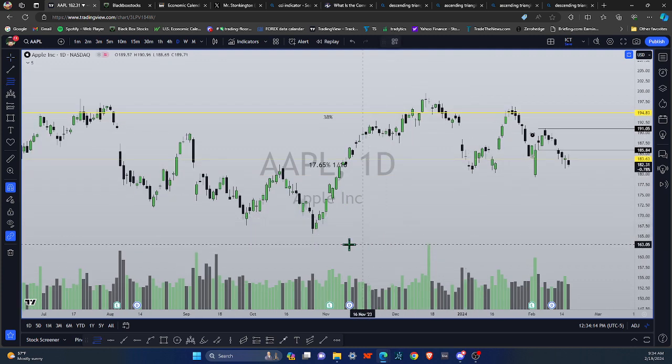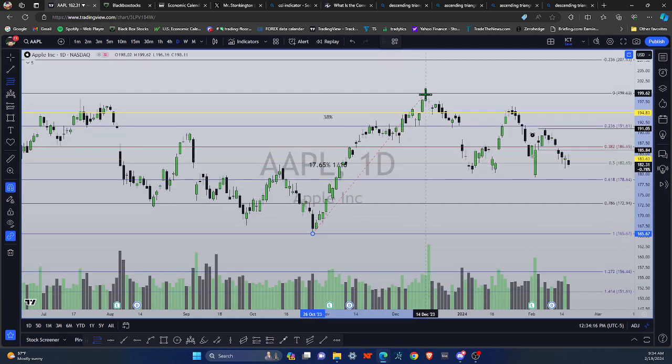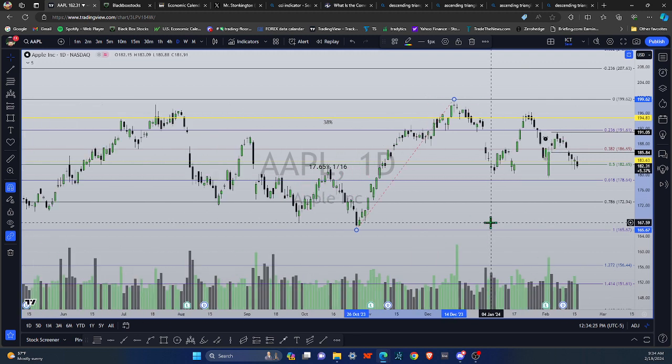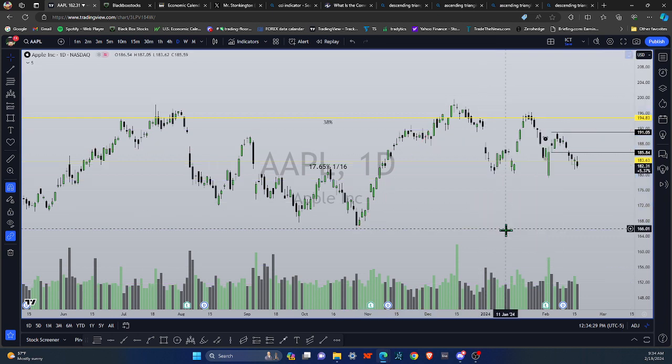Let's see if we draw fibs on this. Yeah, so Apple is right around the midpoint of this last leg up. I could totally see tech needing a little breather, and we have to wait on Nvidia earnings. So interesting.